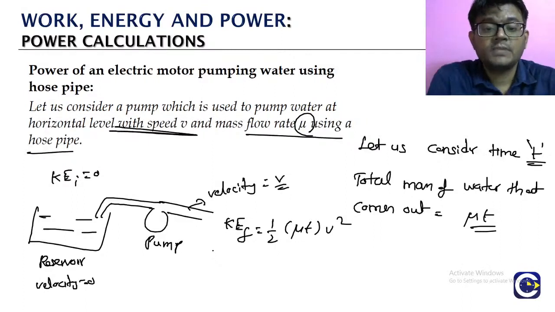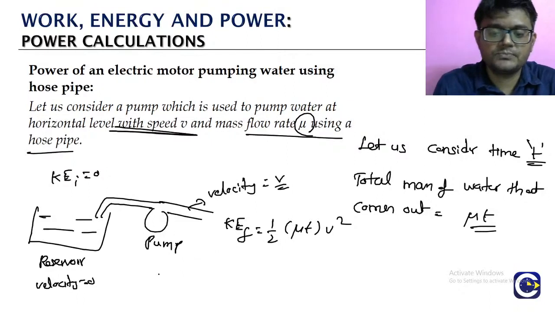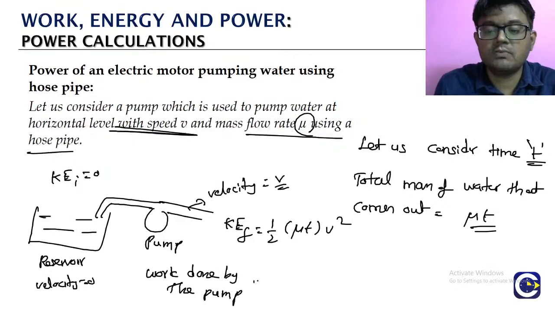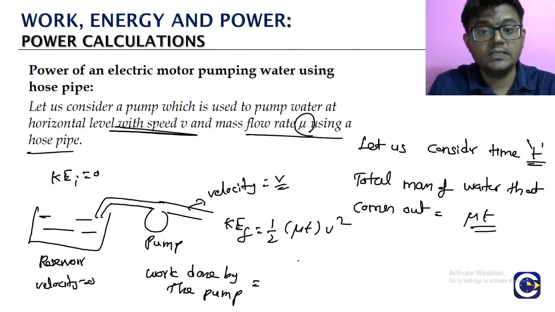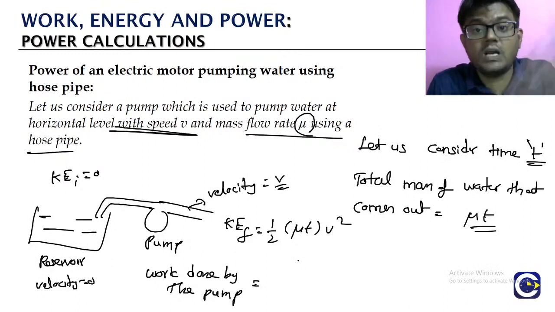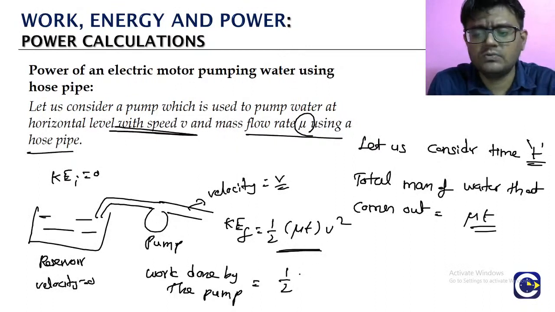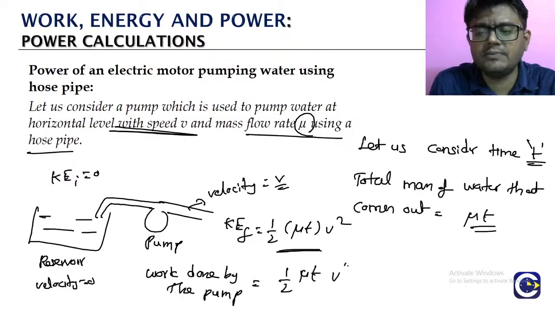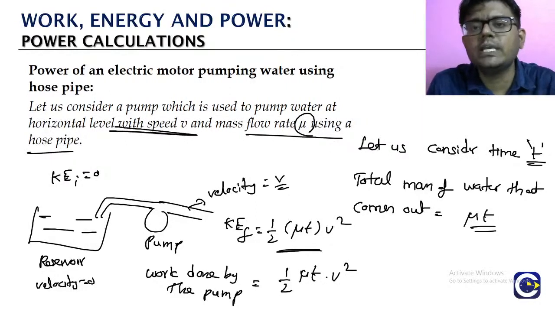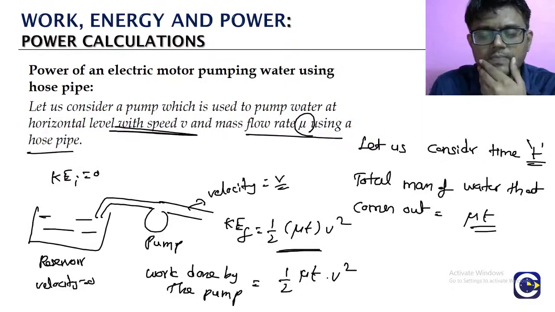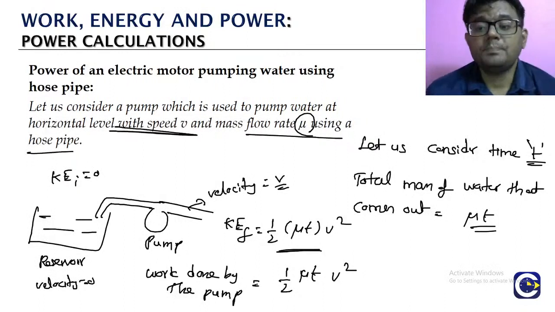Now here the kinetic energy of the water is changing because of the work done by the pump. So what is the work done by the pump? The mechanical work done. Here there is no concept of potential energy involved. We are talking about the kinetic energy. So it will be the change in kinetic energy, final value minus initial. Initial is anyway 0. So the change in kinetic energy will be half mu t v square. This is the work done by the pump.